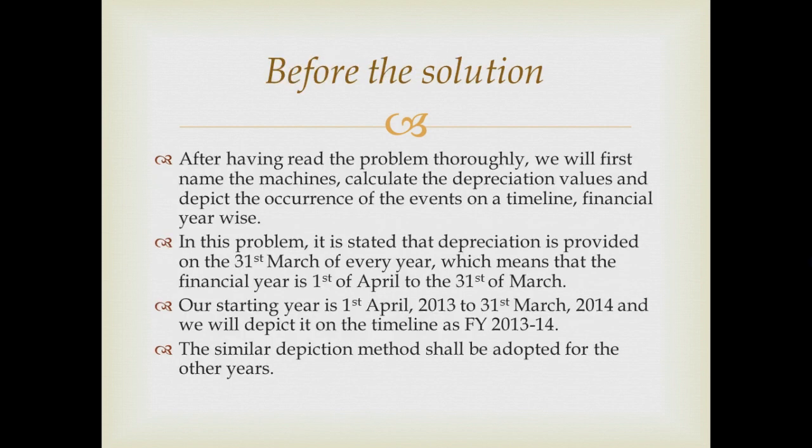Now, before the solution, the approach which I will be taking to solve this particular problem. After having read the problem thoroughly, we will first name the machines, calculate the depreciation values and depict the occurrence of the events on a timeline financial year wise. In this problem, it is stated that depreciation is provided on the 31st March of every year, which means that the financial year is 1st of April to the 31st of March.